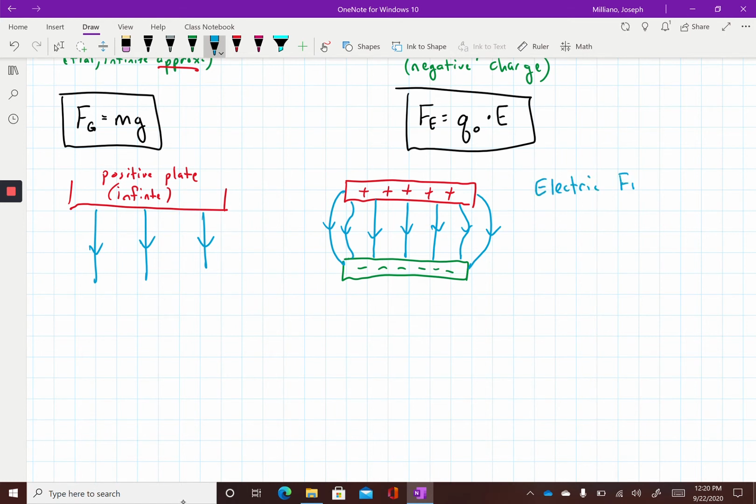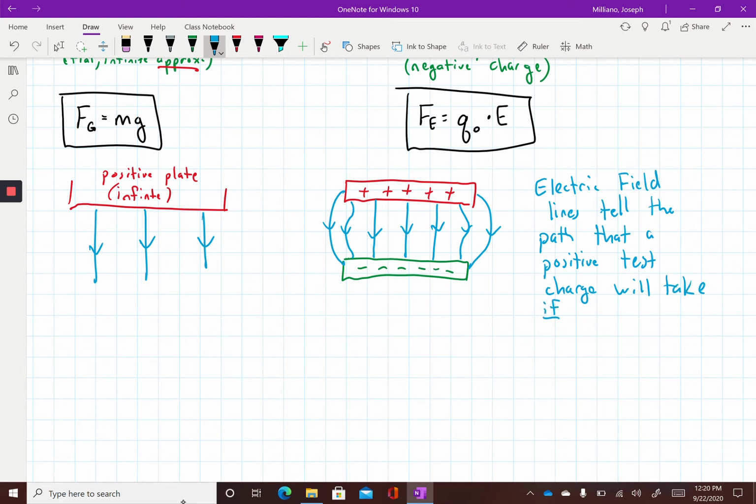Electric field lines, or I guess they tell you the path that a positive test charge will take if it starts from rest. This is a big if, and we'll look more at why that's a big if later on.